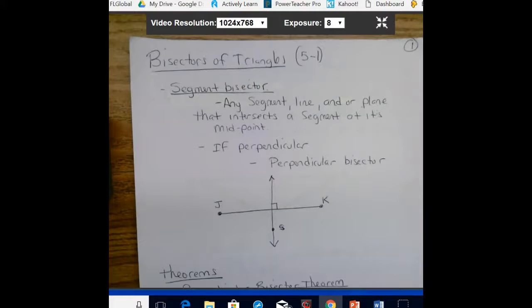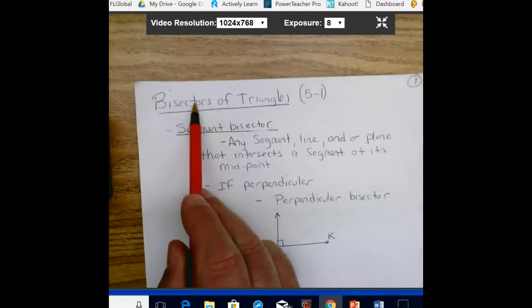Alright, so we're going to get started back up with our notes for geometry. This is going to be lesson 5.1. It's on bisectors of triangles. And we're going to be looking at lines and how they form triangles and whether they're perpendicular and what bisector means and how we can use that to figure out the lengths of triangles and the angles of triangles and so on.